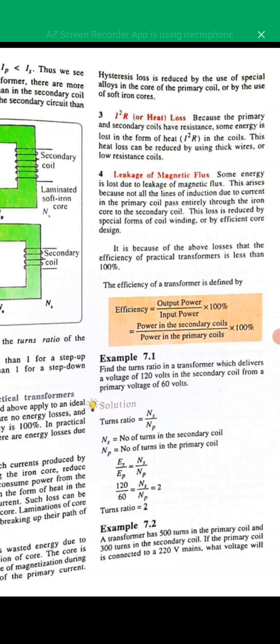Number three, the heat loss or the power loss, I squared R. Because the primary and secondary coils have resistance, definitely V equals IR, and P equals I squared R. The power generated is directly proportional to the resistance. So some energy is lost in the form of power in the coils. This heat loss can be reduced by using thick wires. The higher the resistance, the higher the heat loss or the power loss, so the only way to reduce that loss is to use wires of low resistance, or low resistance coils.